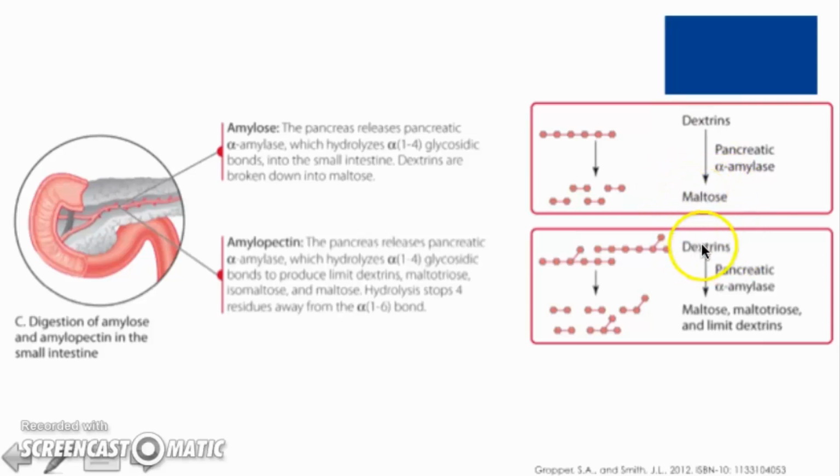And then we see the dextrins from amylopectin with further pancreatic alpha amylase activity break down also to the disaccharide maltose, but also the maltotriose and limit dextrins, with the limit dextrins being the glucose chains bound by the alpha-1,6 glycosidic bonds.